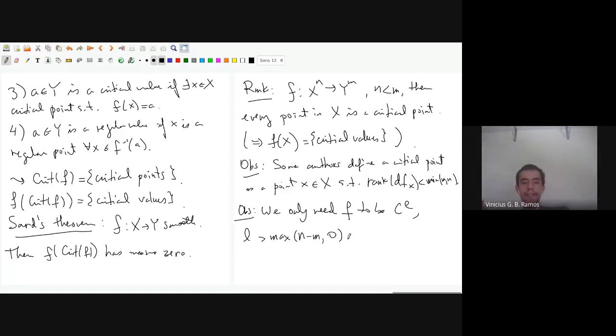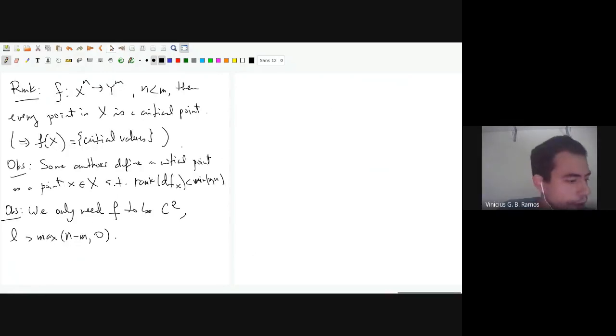It's kind of funny, but if n is greater than m, then you can't do this for C^1 in general. You can only do it for C^L where L is sufficiently large. But for mini Sard, you really only need L to be 1. Okay, so that's why this is this max. I'm going to just do the proof for the smooth case. I'm not going to bother with this detail, but if you look at the proof very carefully, you can see where this condition comes in. Okay, so now let's do the proof.